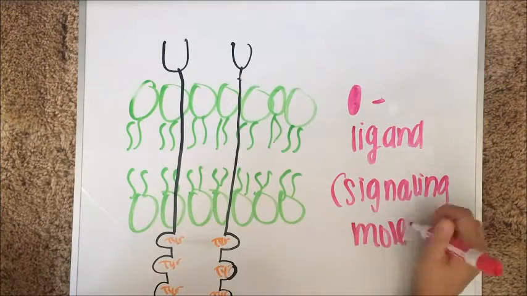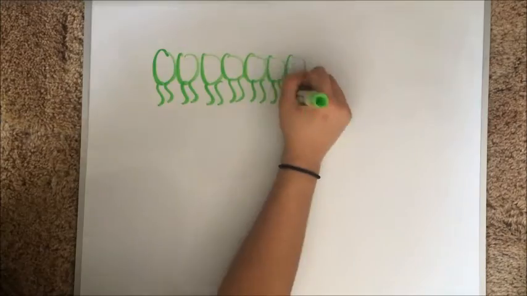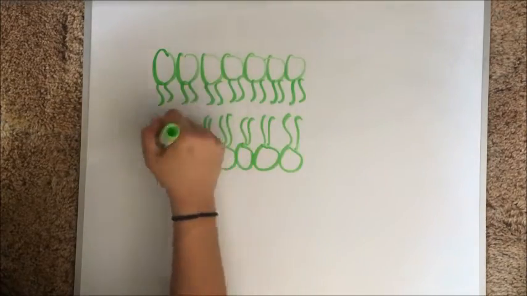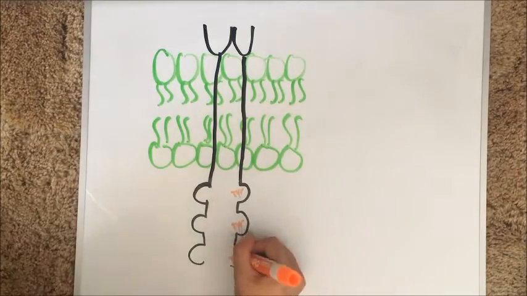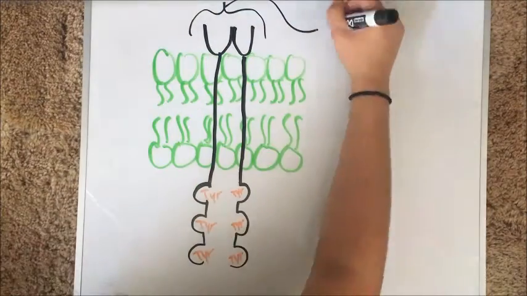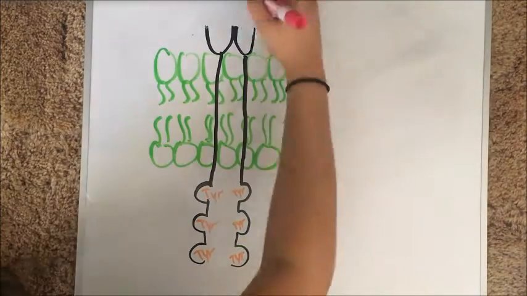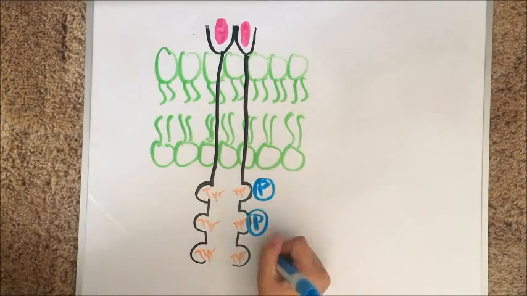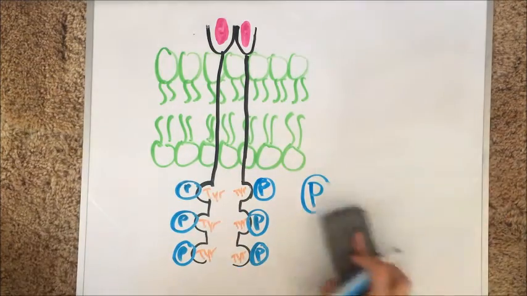The first step in the RTK sequence is when the RTK receives the signal or ligand and binds to it. Then the two RTKs join together and form a dimer. In step 3, the two RTKs in the dimer phosphorylate each other by using phosphate groups from ATP.